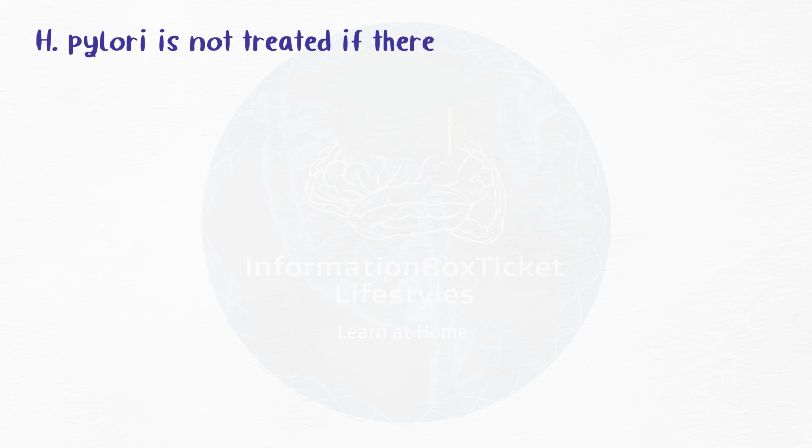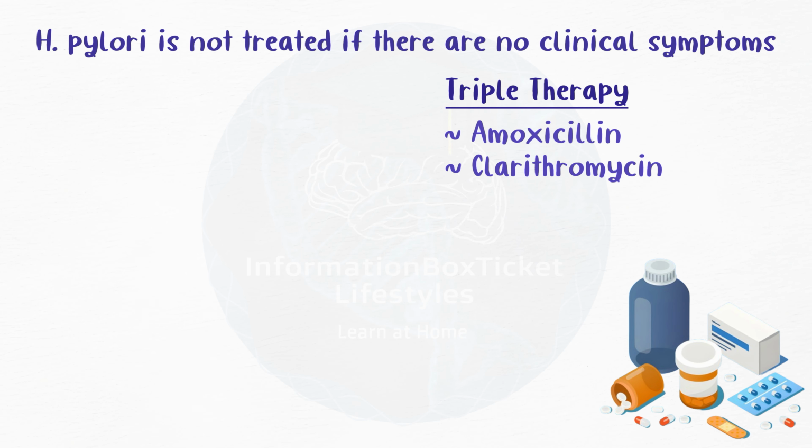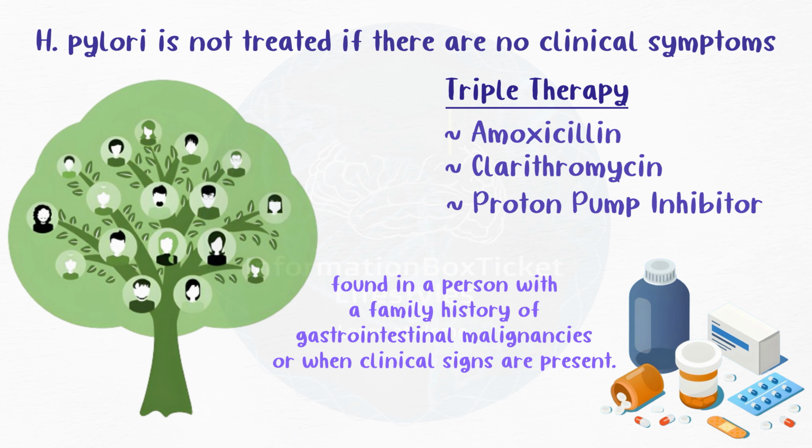Usually, H. pylori is not treated if there are no clinical symptoms. However, triple therapy, which comprises 2 antibiotics, usually amoxicillin and clarithromycin, plus a proton pump inhibitor, is helpful if it is found in a person with a family history of gastrointestinal malignancies or when clinical signs are present.